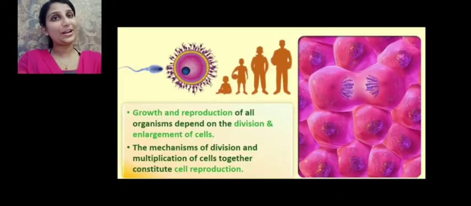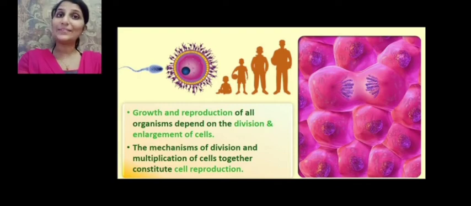So growth and reproduction of all living organisms depend on division and enlargement of a cell. A cell, after it divides, grows and then undergoes the next cycle of division. So the mechanism of division and multiplication of the cells constitutes cell reproduction.